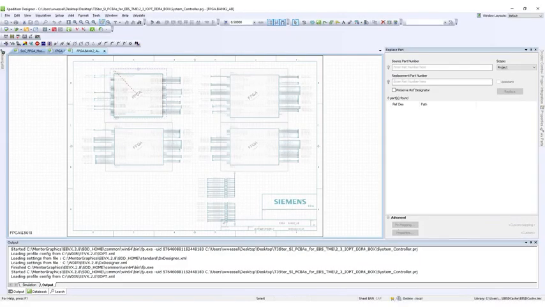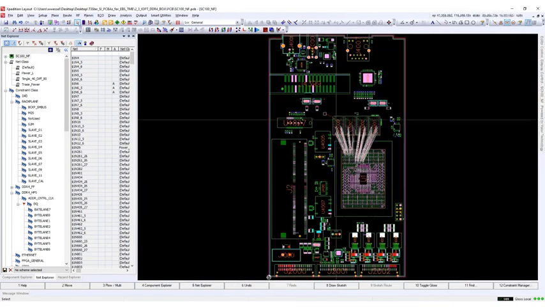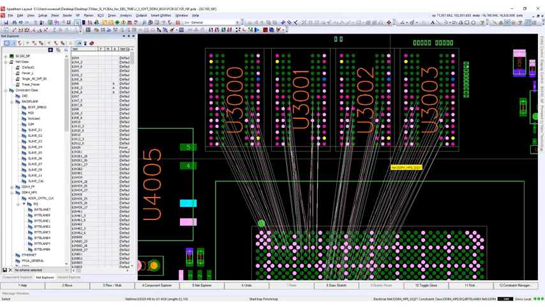Finally, all data is transferred to Expedition layout, and the net filtering allows us to identify all changes very quickly.